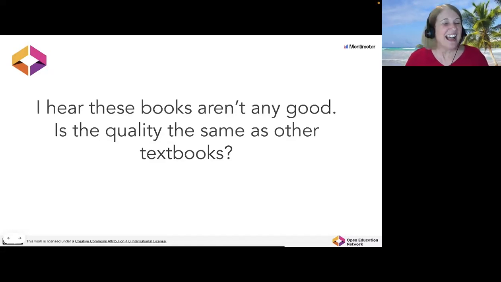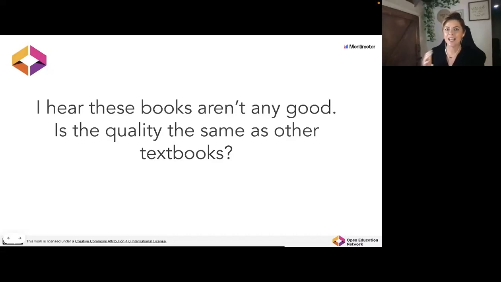Meggie, I hear these books aren't any good. Is the quality the same as other textbooks? Cheryl, that is such a good question. And as the expert, as the faculty member, I would really invite you to go in the Open Textbook Library and take a look. And in particular, really read through some of the reviews that other folks within your discipline have provided so that you can get insight into whether or not that book will work for you or not.